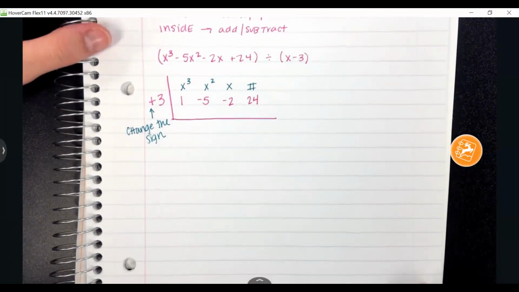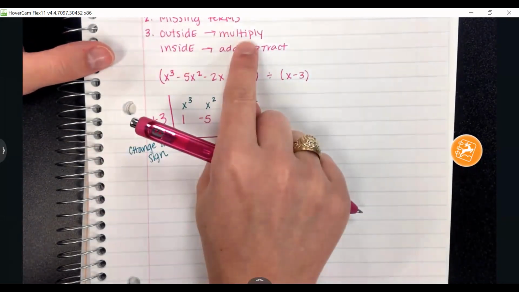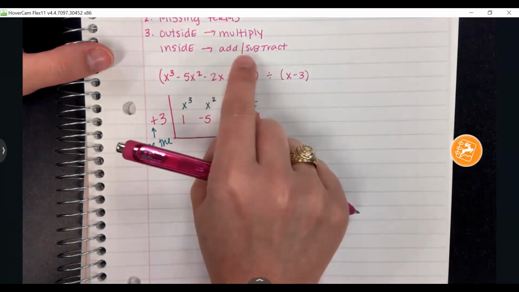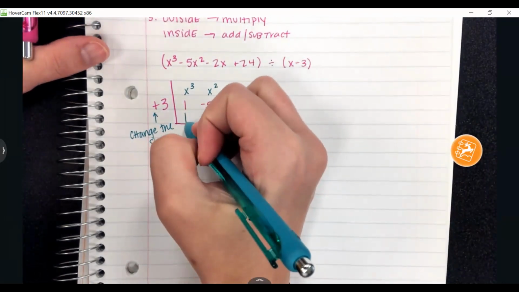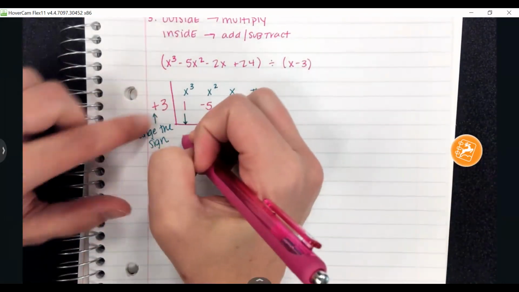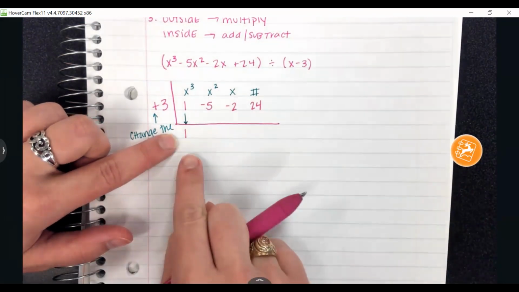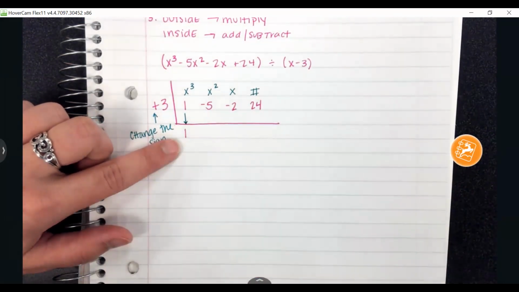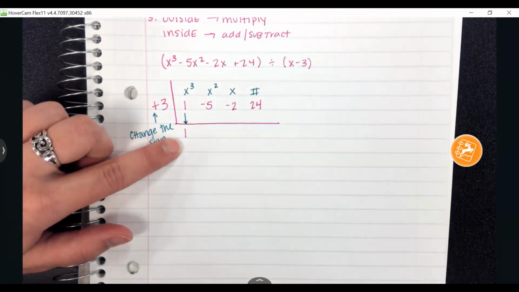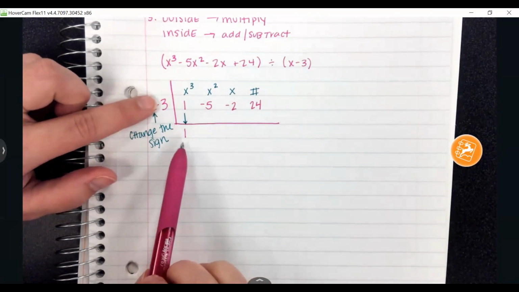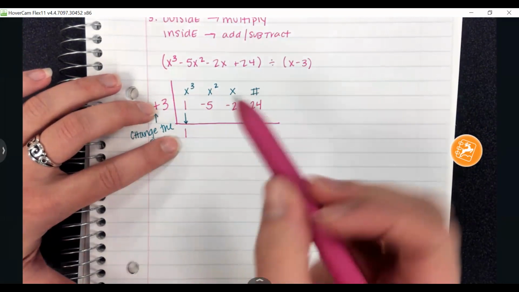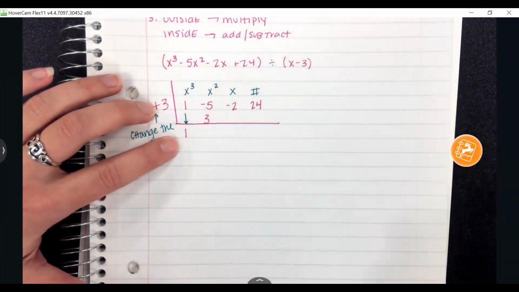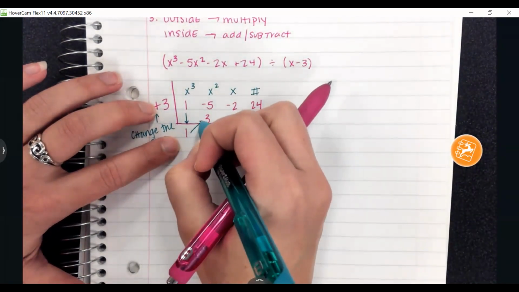All right, now really follow along. Outside's going to multiply, inside will add or subtract. So what I'm going to do first is bring my very first term straight down. So this one moves from inside to outside, okay? And watch, we're going to go outside, inside, outside, inside, outside, inside. We have to alternate every time. So outside numbers multiply. So 3 times 1 is 3. That goes inside. If you want to draw arrows, you can.